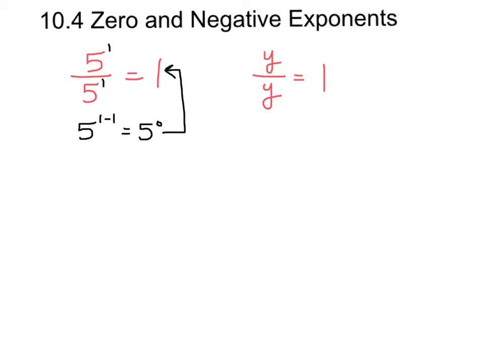Which is exactly why any number divided by itself is 1, because your rule that you're going to learn right now is that anything to the power of 0 gives you 1. This one will be y to the 0, because 1 minus 1 is 0. So y to the 0 power is 1. Anything to the power of 0 is 1.